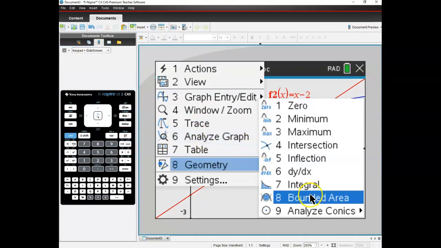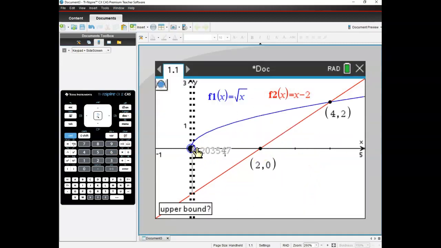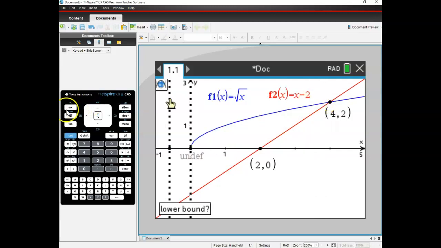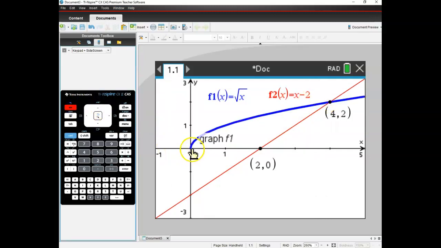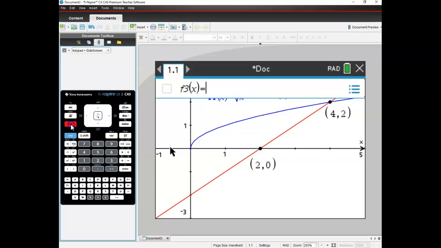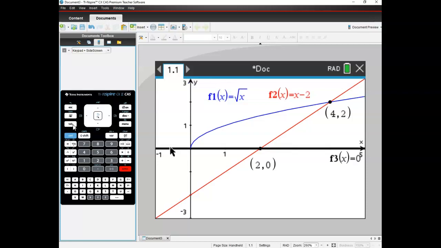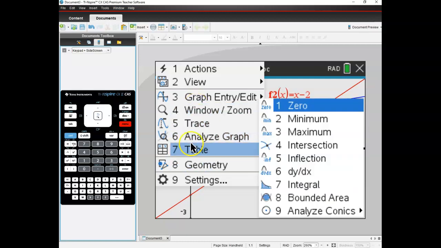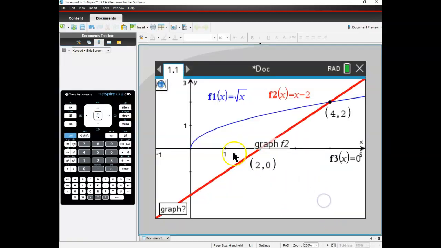If I went analyze graph, bounded area from there to there. Ooh, see, now it's not. And then I'd have to subtract that triangle out. So my calculator is not going to work for me that way, unless I can graph, maybe, I don't even know if this would work. Let me try a 0 in there, get an F3 in there, and now can I find a bounded area? I don't even know if I can do this. Bounded area from this graph and this graph.